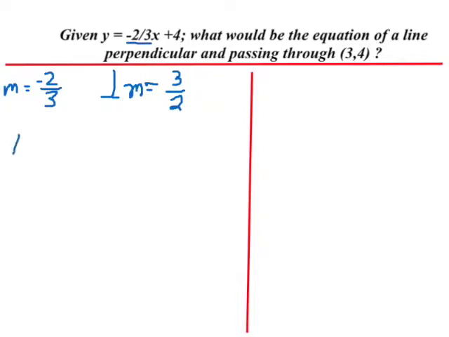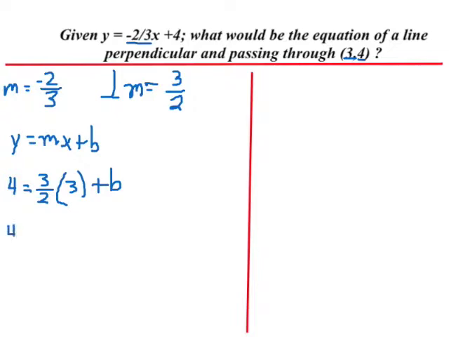So just like before, let's take y equals mx plus b, and plug in our points. We need our y coordinate. Well, it's still 4. So we have 4 equals our perpendicular slope, which is 3/2, times our x value from our point, which is 3, plus b. So now let's multiply. 4 equals 3 times 3 is 9. 9 divided by 2 is 4.5. So we're going to go 4.5 plus b. We need to find b by itself, so we're going to subtract 4.5 from both sides, and we get negative 1/2, or negative 0.5 equals b.